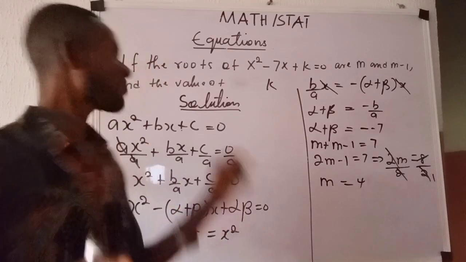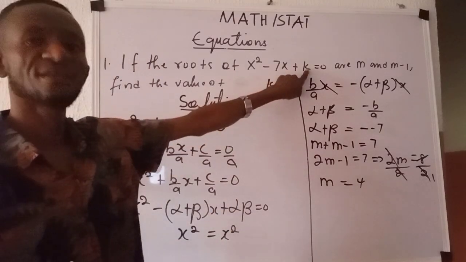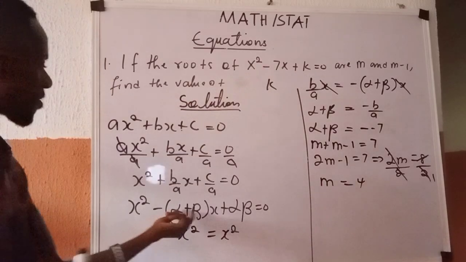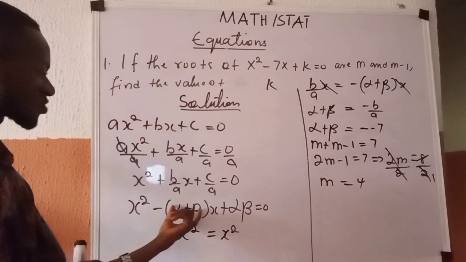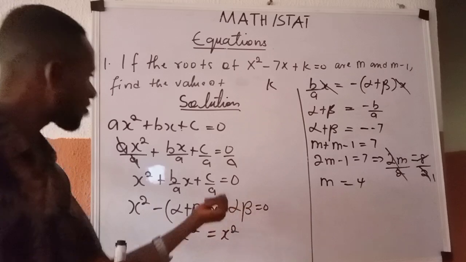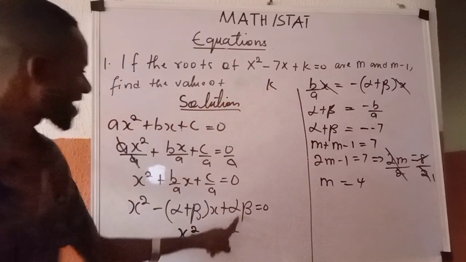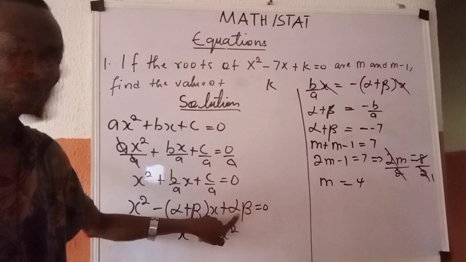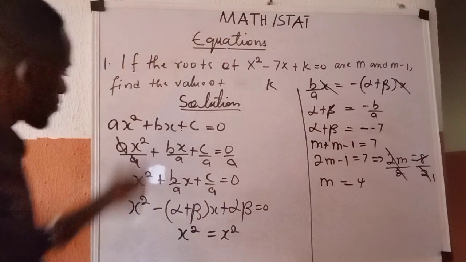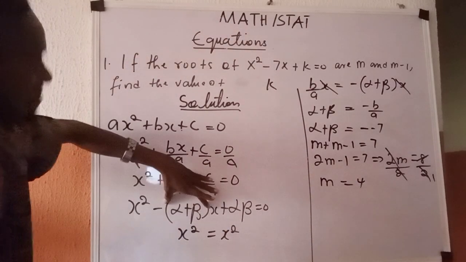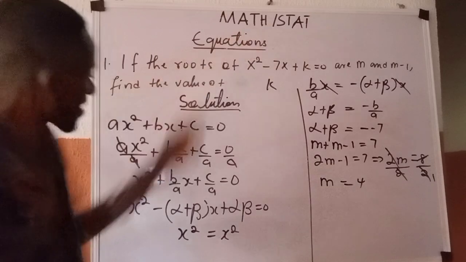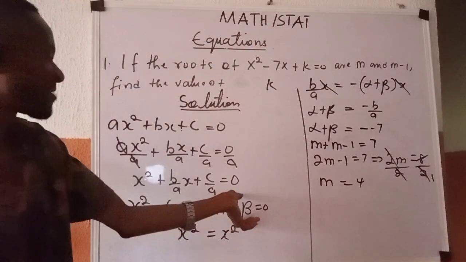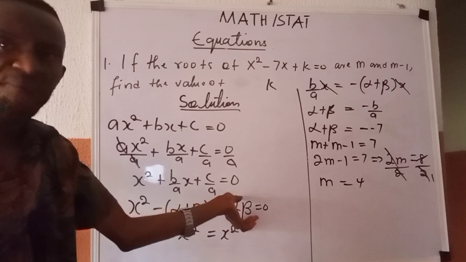And remember that what we are asked to find is k. And this minus 7 stands as the sum. Look at where the sum is. Here is the position of k, and k is talking about the product of the roots. The first term here is x squared. The second term here is talking about the sum. The third term here, which is k, is talking about the product of the roots, alpha beta.